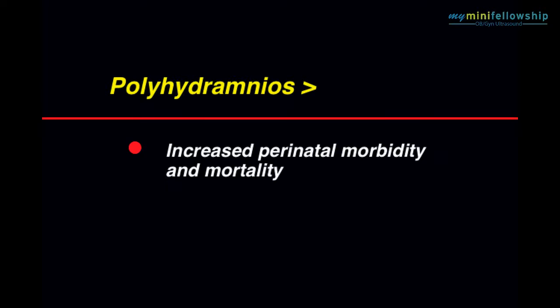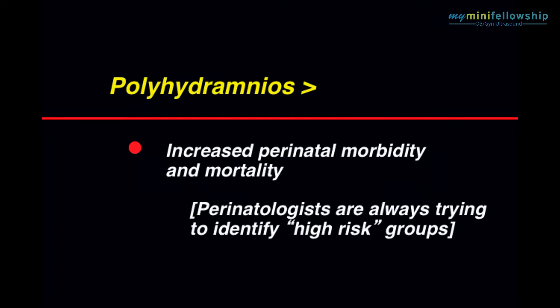The reason that we're interested in polyhydramnios is that it results in increased perinatal morbidity and mortality. Now, perinatologists are always looking to try to identify high-risk groups. This is their bread and butter. Perinatologists deal with high-risk pregnancies. And here is a typical example of a high-risk pregnancy. Polyhydramnios increases perinatal morbidity and mortality.